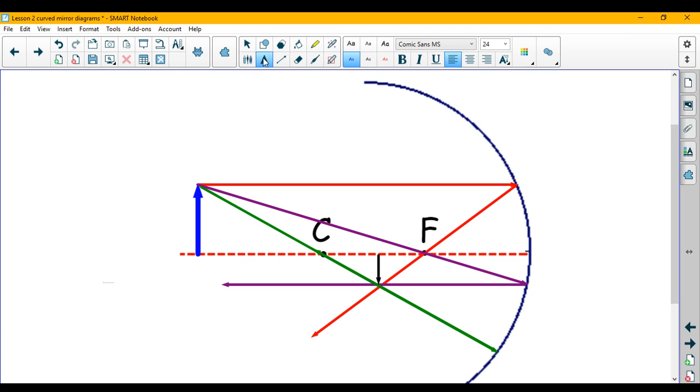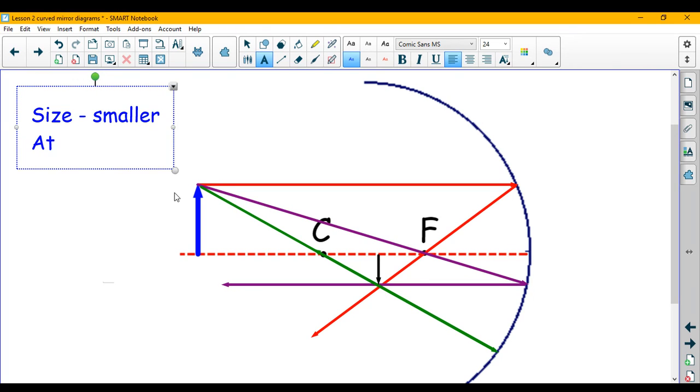Now I can describe it because I can use my SALT method, right? The size. I think about the size, my image, this arrow I just drew is a lot smaller than this one. So I'm going to say its size is smaller. Its attitude, remember its attitude is talking about which way is it flipped. This one is upright and this one is inverted, the fancy word for upside down. So it's inverted because it's facing the opposite direction.